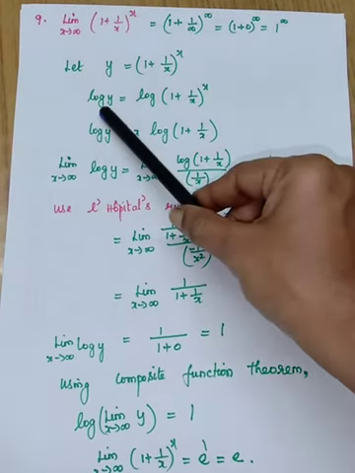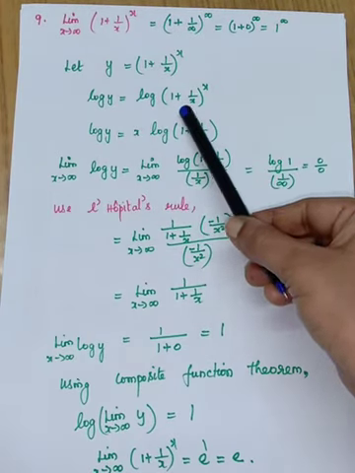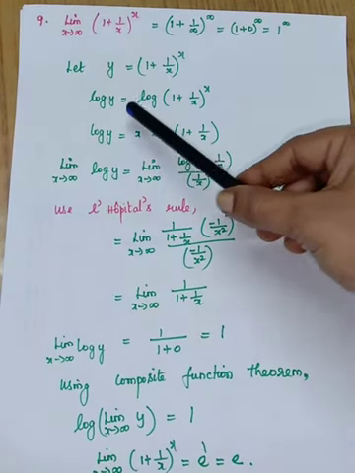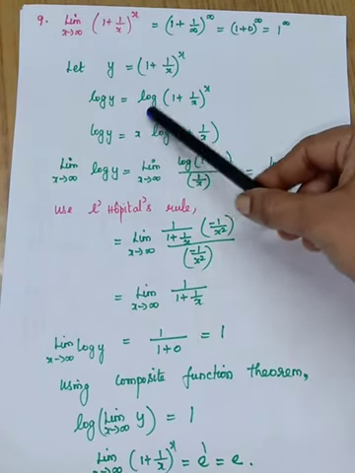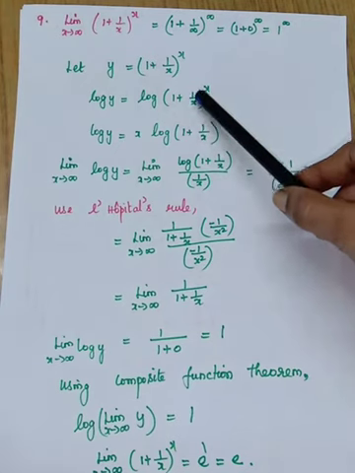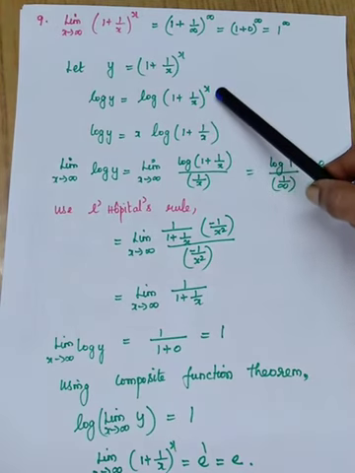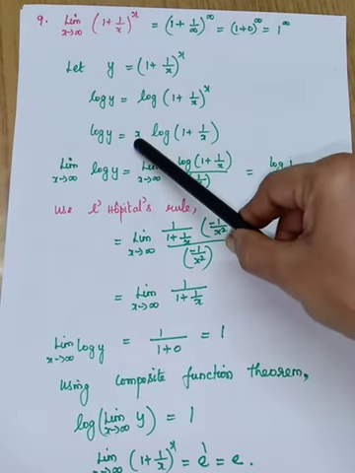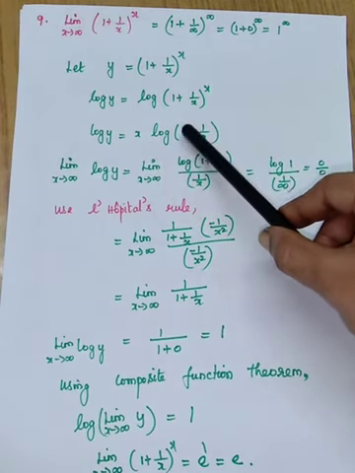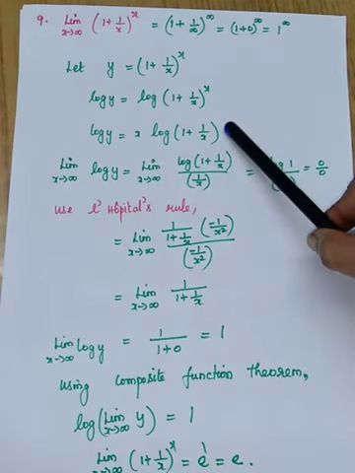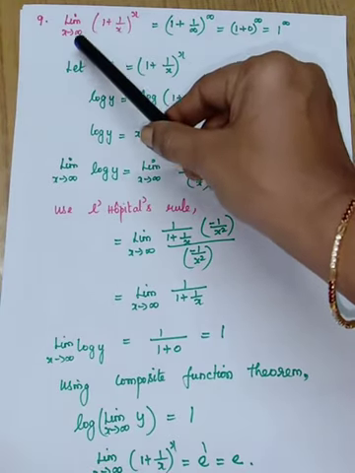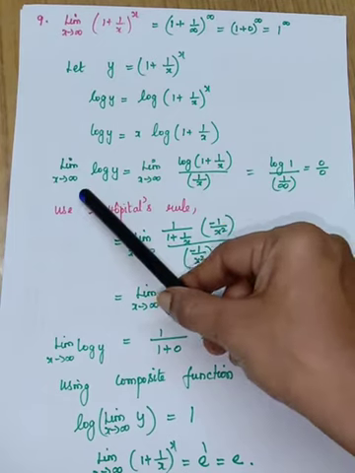So you have to apply log on both the sides to bring the power function to the front. Okay, so log y is equal to log of (1 plus 1 by x) the whole power x. So bring this x to the front. So x into log of (1 plus 1 by x). Next, you have to apply the limit on both the sides. So limit x tends to infinity.